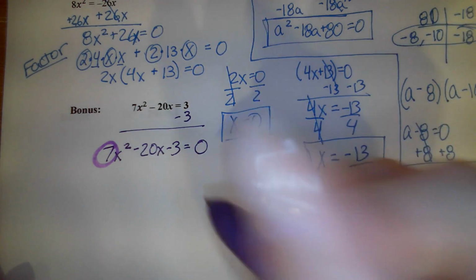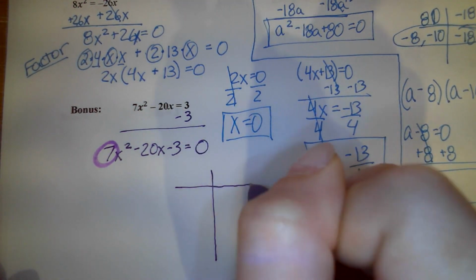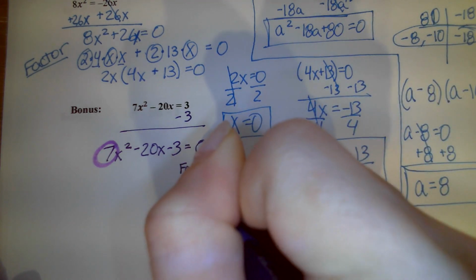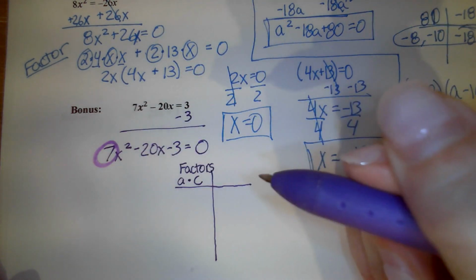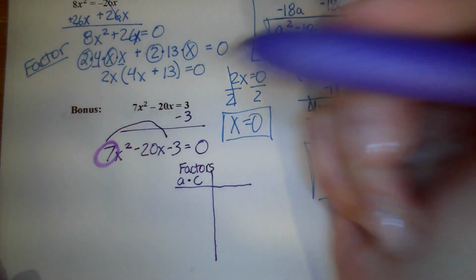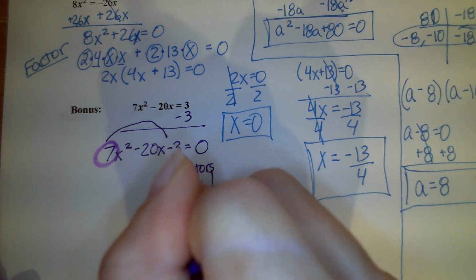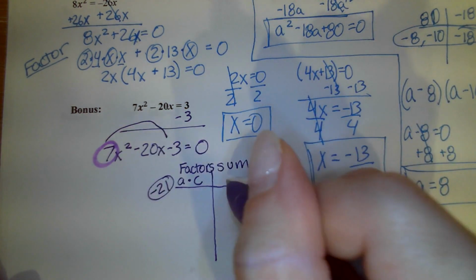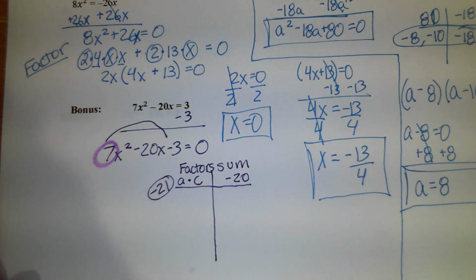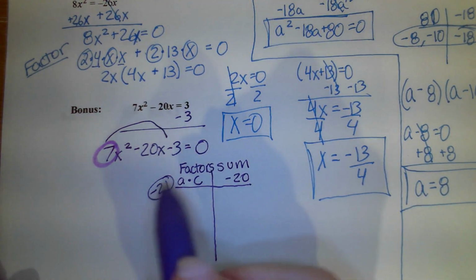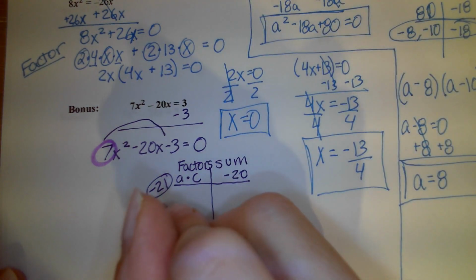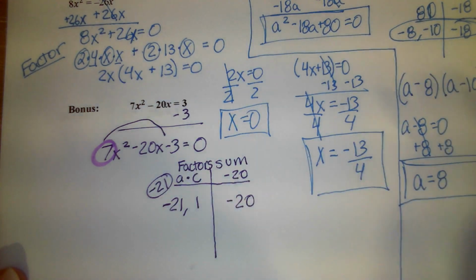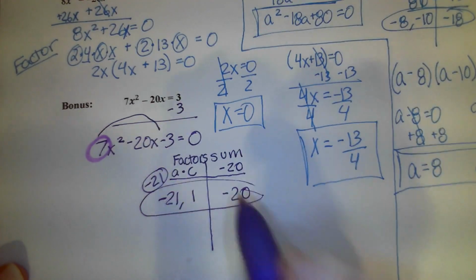So because it's the a times c method, when we do our factor table, we want factors of a times c. So for this problem, a times c would be negative 21. Those are the factors we want to find. And we still want a sum of b, so that's negative 20. Now, if I want to find factors of negative 21, that would be negative 21 times 1. And if I add those together, I get negative 20. So I still find my factors the same way.